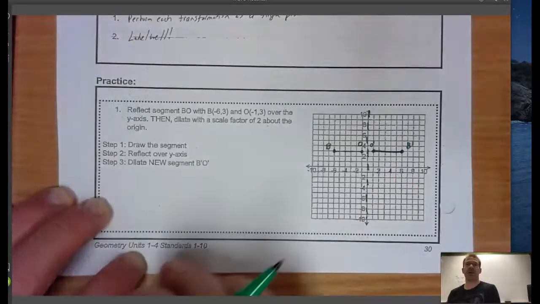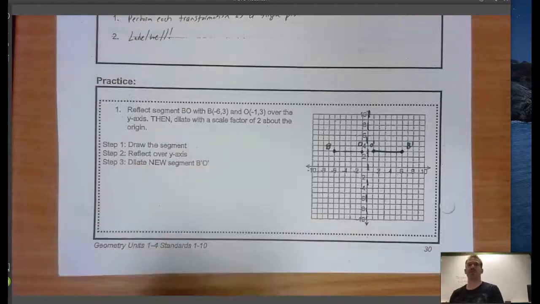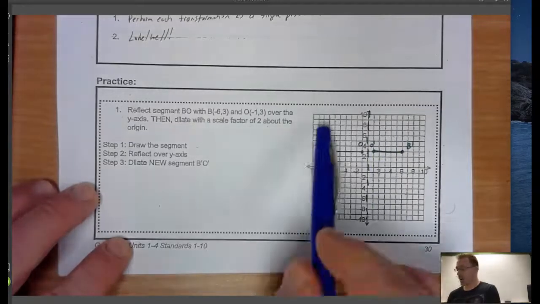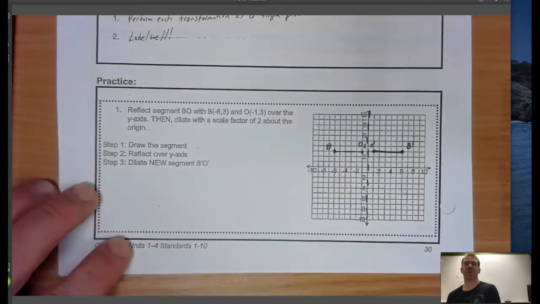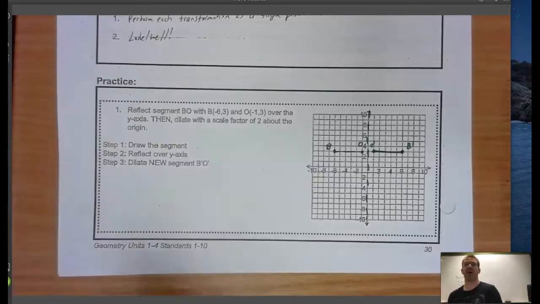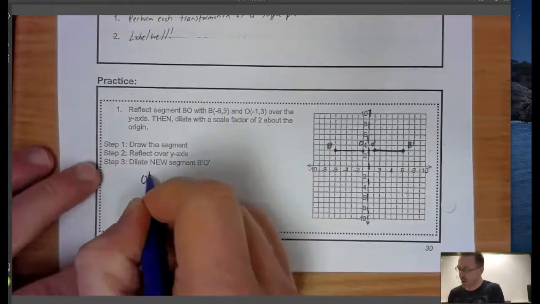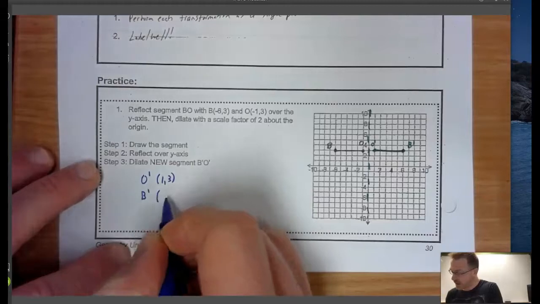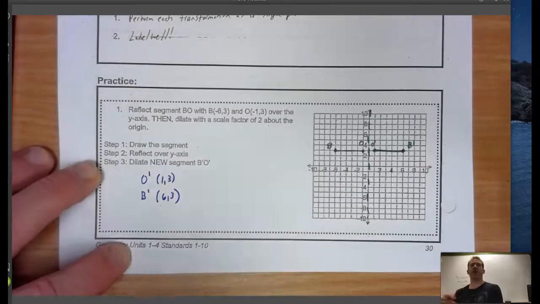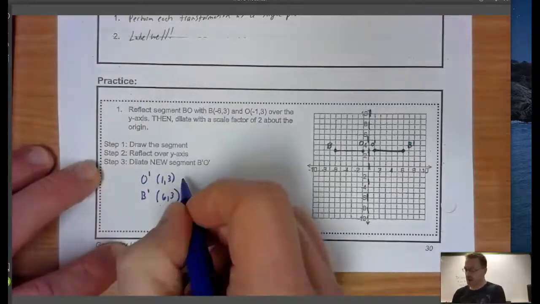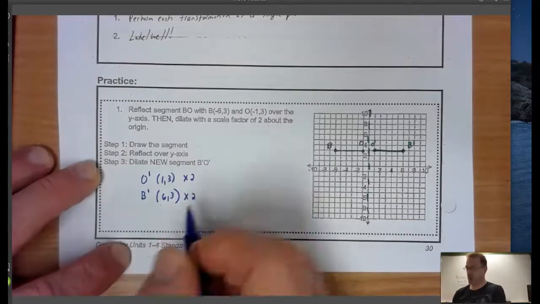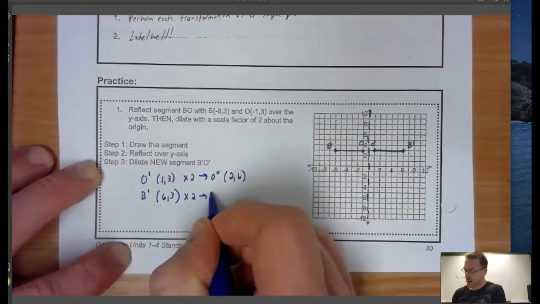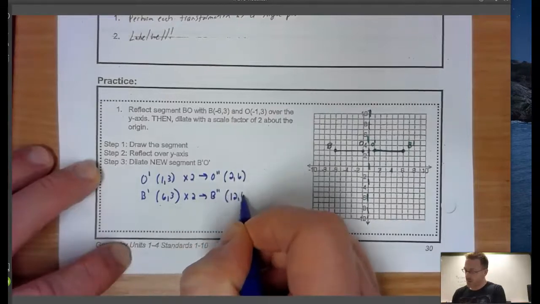Now I want to dilate this. I'm only focused on my new picture over here. I no longer care about BO. So now we want to dilate this with a scale factor of 2. Once again, I'm going to write O prime is 1, 3, B prime is 6, 3. And if we dilate with a scale factor of 2, I need to multiply everything by 2. So O double prime should be 2, 6, and B double prime should be 12, 6.